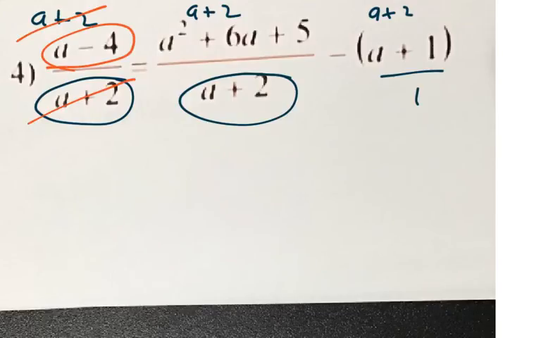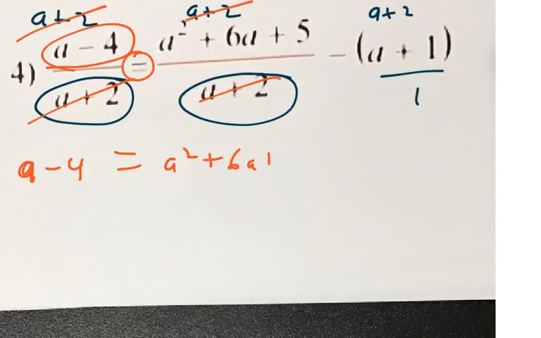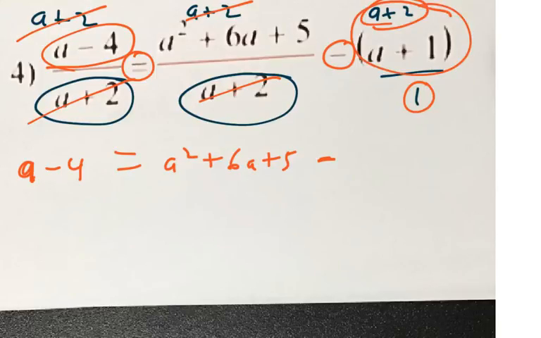I'm left with a minus 4 equals. A plus 2 cancels out with a plus 2. I'm left with a squared plus 6a plus 5. Minus, watch those signs. Over here is actually the sucky part because the 1 does not simplify with a plus 2, really. So I actually have to times those together. So I'm going to use the box method to do that.